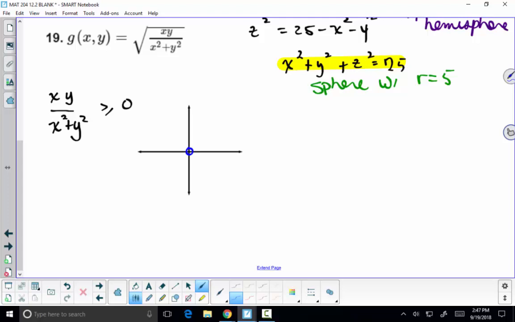So if we assume that we're not at the origin, then this is positive down here. So we assume that this is not equal to 0, and we've already excluded the origin, right? So then what has to be true is that xy has to be greater than or equal to 0. And when is xy greater than or equal to 0?